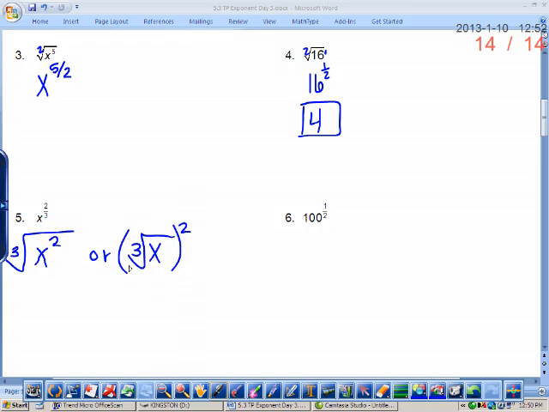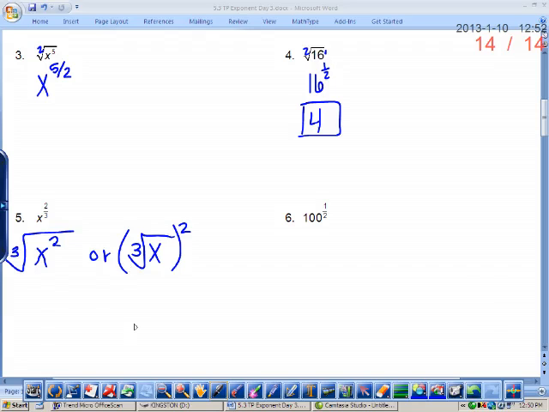It's just going to be based on the problem. Sometimes it might be beneficial to take the root first, then raise it to a power. Other times it might be beneficial to raise it to a power, then take the root. You just got to see how it plays out. But you've got to be comfortable recognizing that these are the exact same thing.